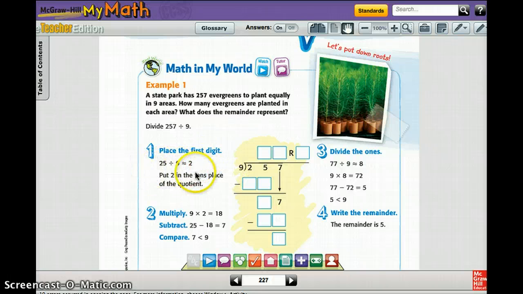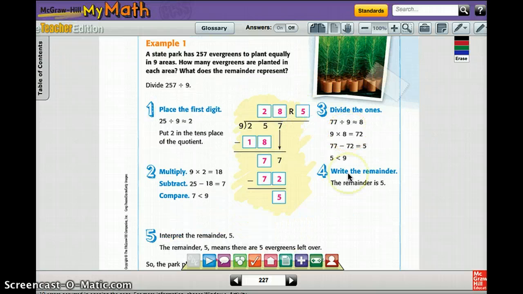So it talks you through, 9 doesn't go into 2, so we're going to look at 9 into 25. How many times does 9 go into 25? And we get 2, and then we multiply 9 times 2 and get 18. 25 minus 18, subtract. So we have 7 left. Compare. Is 7 less than 9? Yes. So now we can bring down. So then we have 9 goes into 77, and we divide that step. So you work it out, and you get 28, remainder 5.